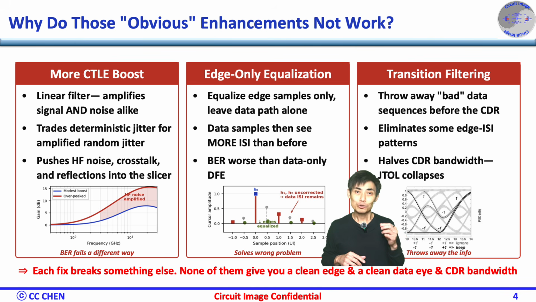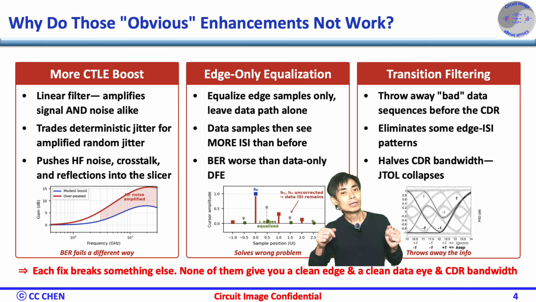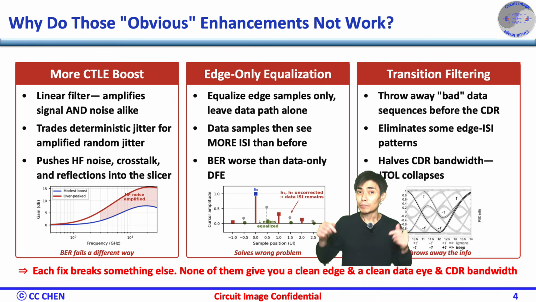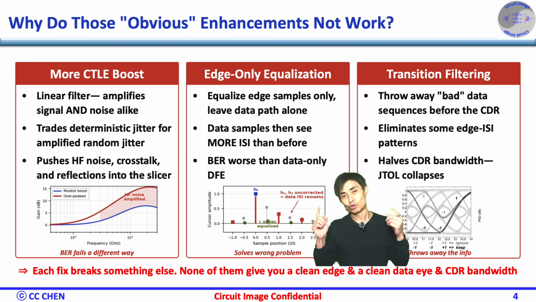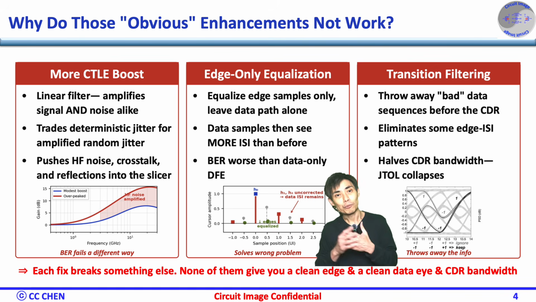The third idea is transition filtering. This means we throw away some bad transitions before the CDR uses them. This can reduce some edge ISI patterns, but it also removes useful phase information. The transition density becomes smaller, then the effective CDR bandwidth becomes smaller, and jitter can become worse. So each simple fix breaks something else. More CTLE boosts noise. Edge-only equalization hurts the data path. Transition filtering removes timing information.